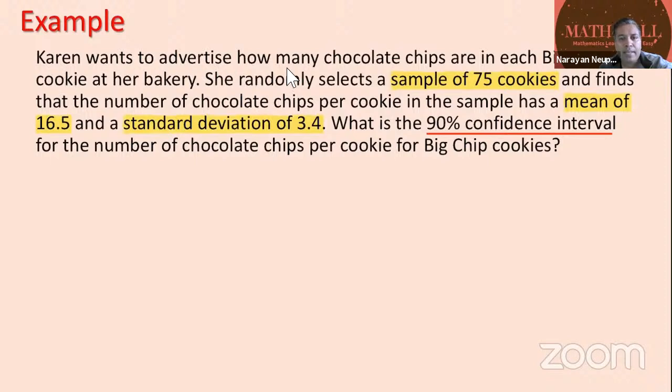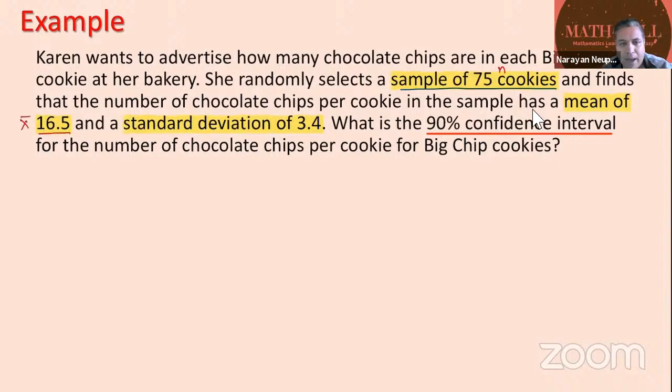Karen wants to advertise how many chocolate chips are in each big chip cookie at her bakery. She randomly selects a sample of 75. So that is the sample size, n equal to 75. And finds that the number of chocolate chips per cookie in the sample has a mean of 16.5. That is the sample mean. So n equal to 75, you can label it. 16.5 is the sample average.